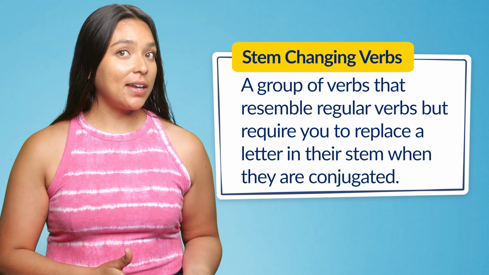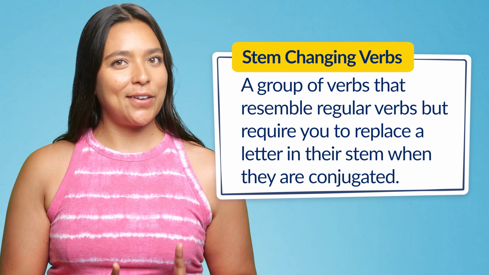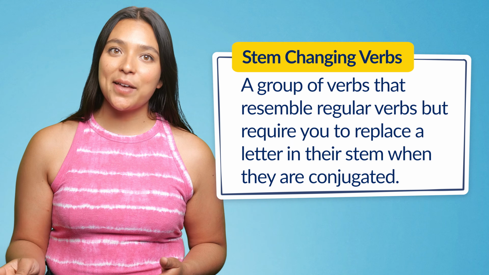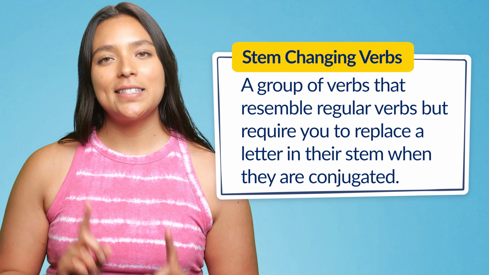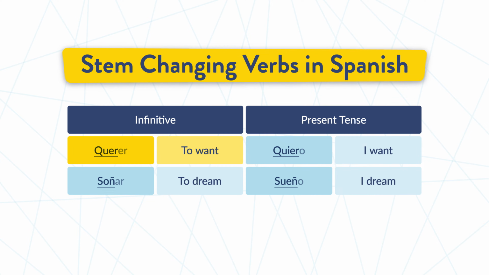Stem-changing verbs in Spanish are a group of verbs that resemble regular verbs, but they are slightly different in that they undergo a vowel change in the last syllable of the stem when conjugating the verb in the simple present tense. Let's look at the example of querer, to want, to help us explain. If we try to conjugate it with the first person pronoun I, as a stem-changing verb, the first E vowel is changed to IE, and querer becomes yo quiero, I want. Notice the vowel of the last syllable has changed from E to IE.